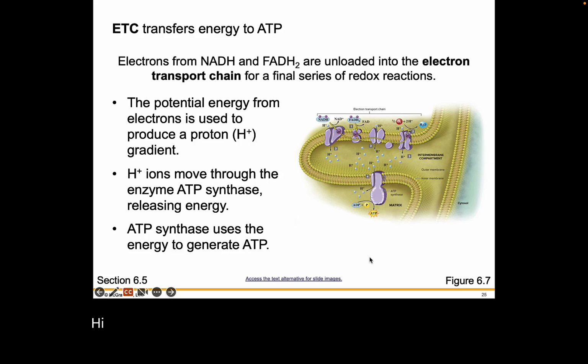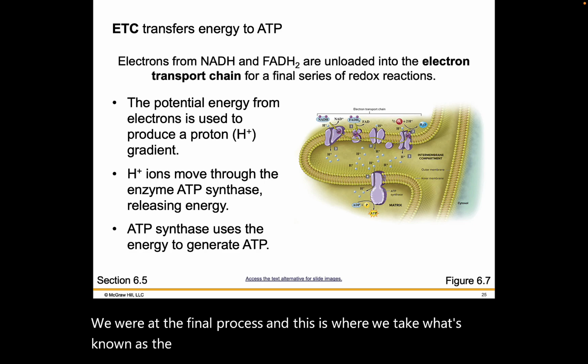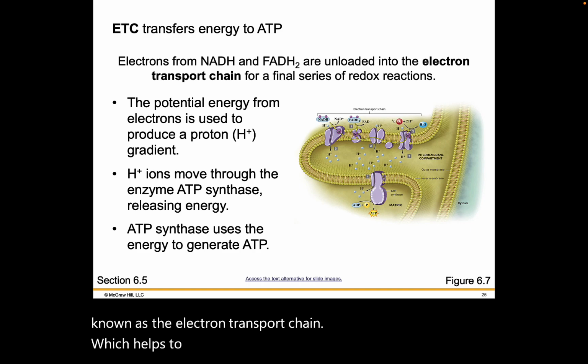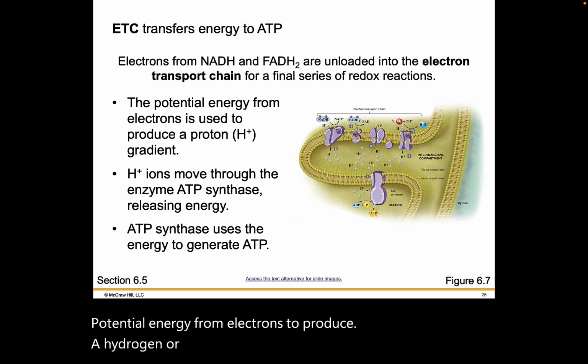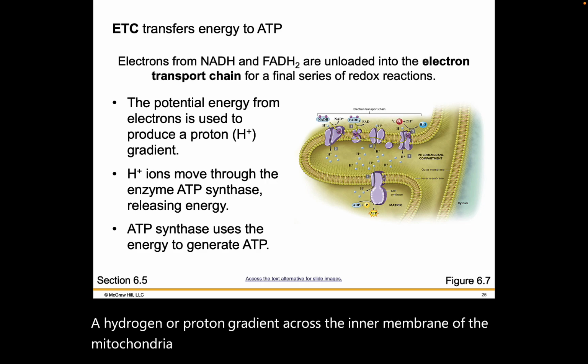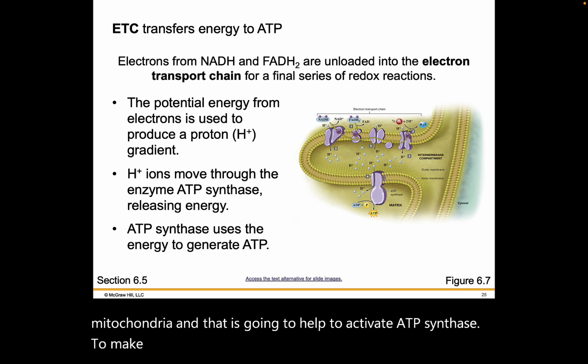Hi. We are at the final process. And this is where we take what's known as the electron transport chain, which helps to utilize potential energy from electrons to produce a hydrogen or proton gradient across the inner membrane of the mitochondria. And that is going to help to activate ATP synthase to make ATP.